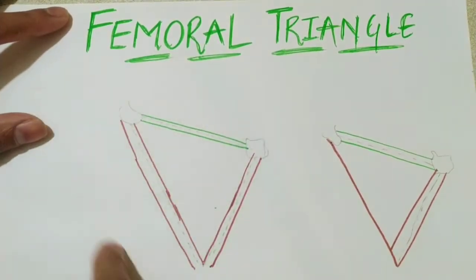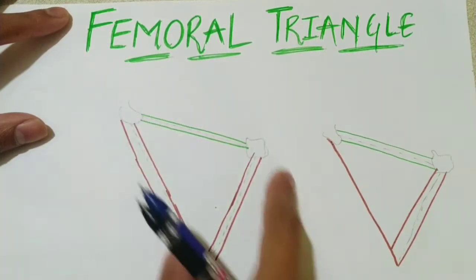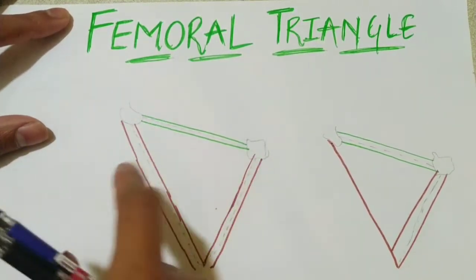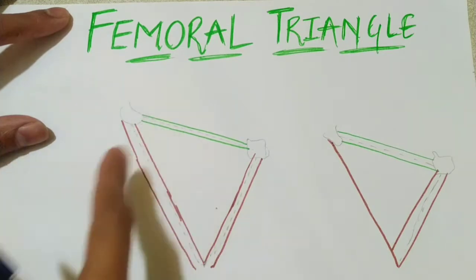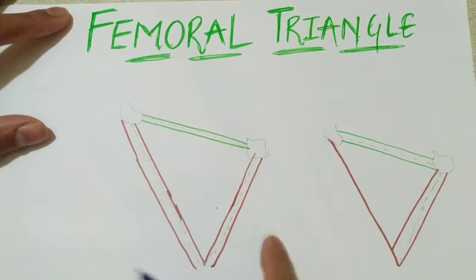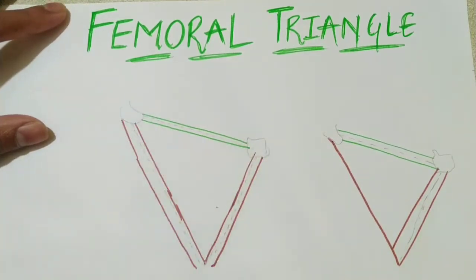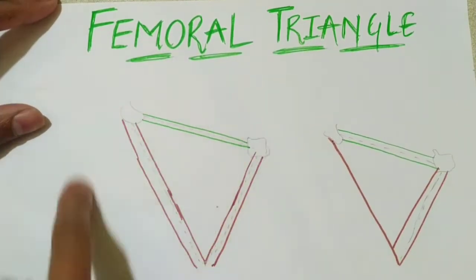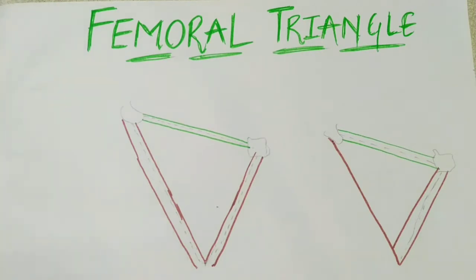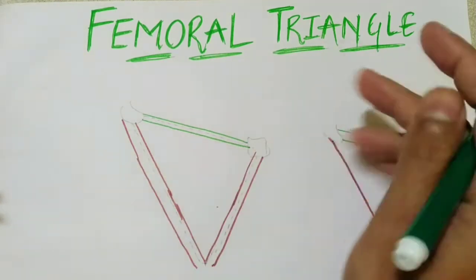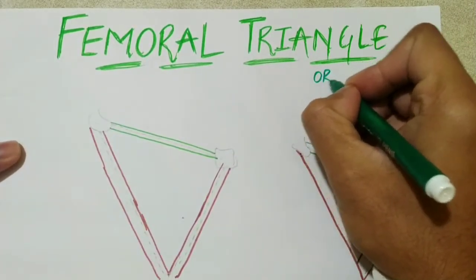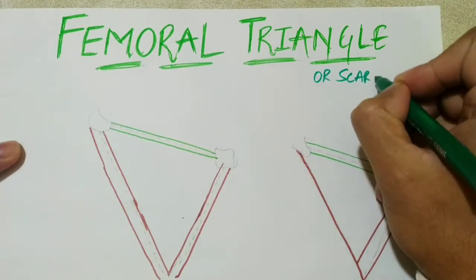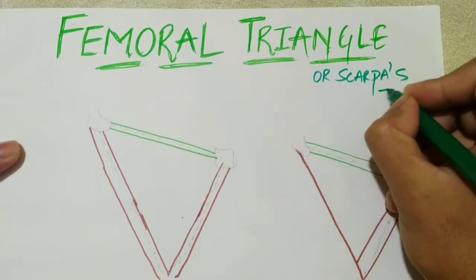We are going to discuss its boundaries, and we'll also see its clinical points and the contents, because it will definitely contain nerves, arteries, veins, lymph nodes and other things. We'll see this in a short, brief video. Another name for the femoral triangle is Scarpa's triangle. For extra knowledge you should know this name also.